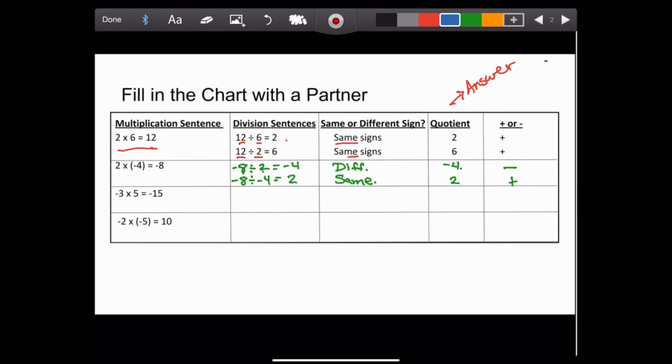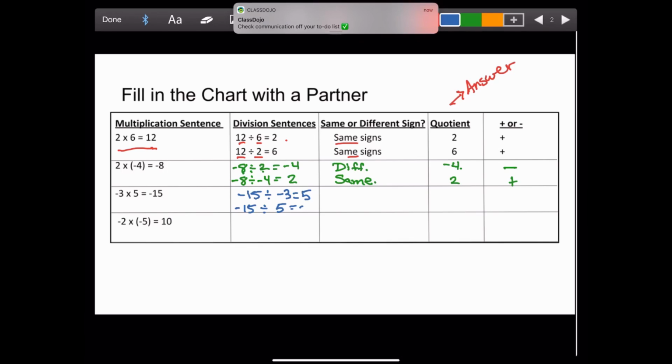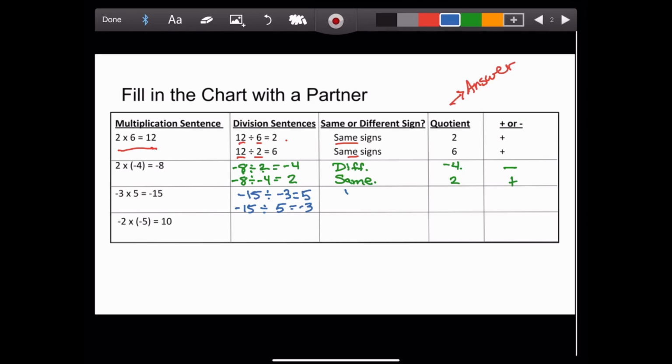Okay, let's go on to this next one here. I have negative 15 divided by a negative 3, and then I get positive 5. Or a negative 15 divided by 5 equals a negative 3. So, are my signs the same or different? They are the same in this first one. They are different in the second one. And then my quotient is 5 here and negative 3. I have a positive with the same sign, and then I have a negative when it's different.